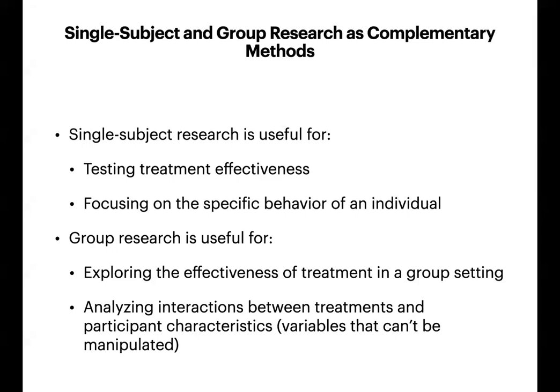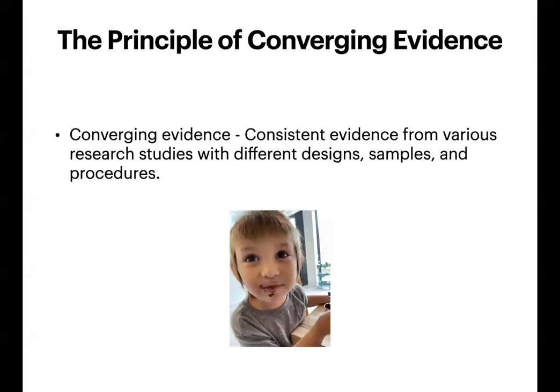Additionally, when variables cannot be manipulated, like the number of siblings, personality traits, or cultural backgrounds, researchers must use group research. So it should be clear by now that no single research method is superior to others. Each method has its strengths and weaknesses.